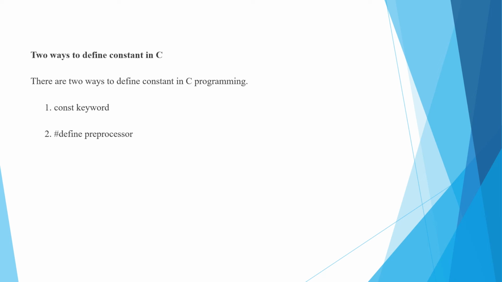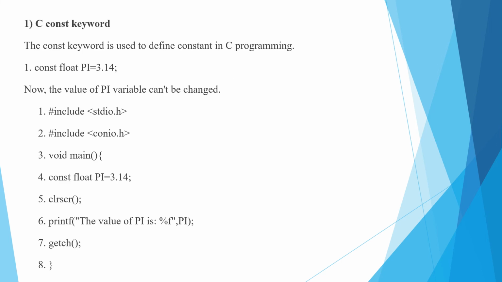There are two ways of defining constants in C programming: the const keyword and the #define preprocessor statement. The first is the C const keyword. The const keyword is used to define a constant in our C program. For example, const float pi = 3.14. Now the value of the pi variable cannot be changed during execution of the program.